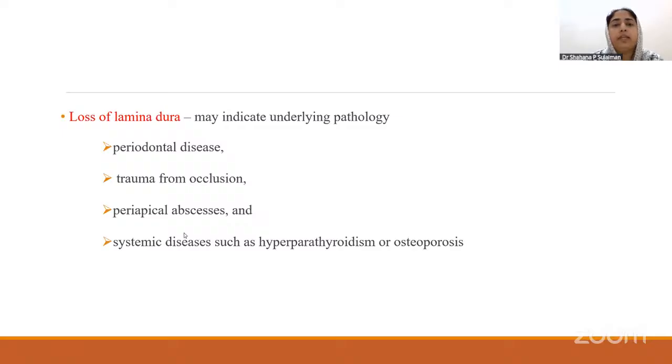Now, if there is any pathology happening, you can appreciate a breach in the continuity of the lamina dura. The local pathologies include periodontal disease, trauma from occlusion, and periapical abscess. These are some of the local pathologies that can cause a breach in the continuity of lamina dura. But if you see a generalized loss of lamina dura through the entire radiograph, if you take any panoramic radiograph, then you can suspect systemic diseases such as hyperparathyroidism or osteoporosis.